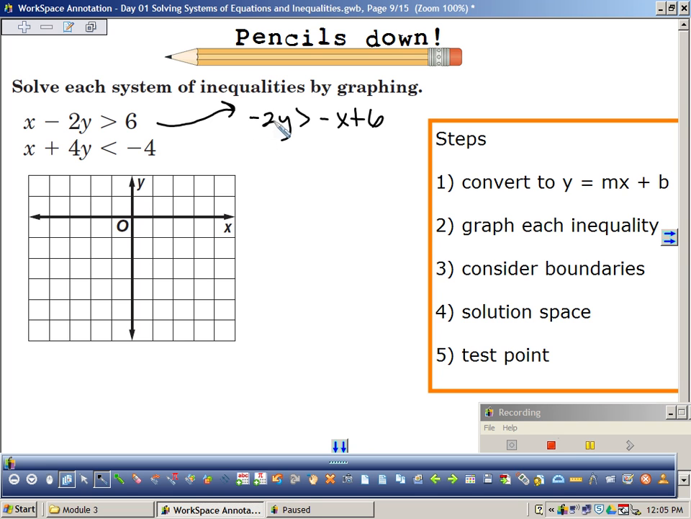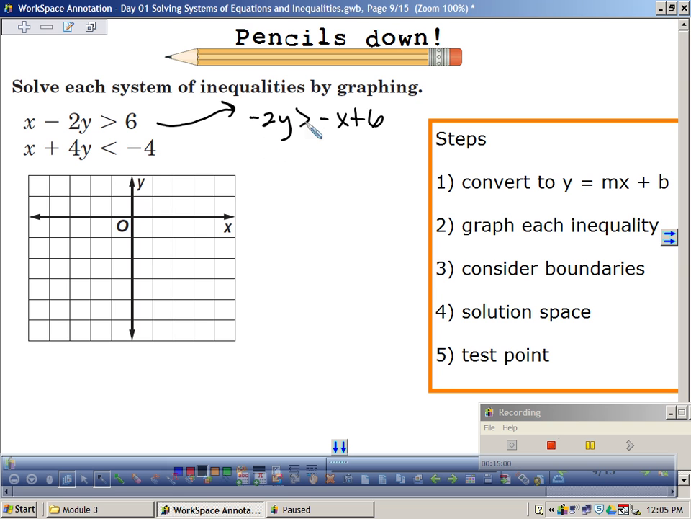When I divide by a negative, or take the opposite, the sign switches. So when I take the opposite, I'm going to make this sign the opposite. So this becomes y is less than, negative over negative is a positive. There's an invisible 1 right there, right? So this is really 1/2 x minus 3, because you've got a negative down here.